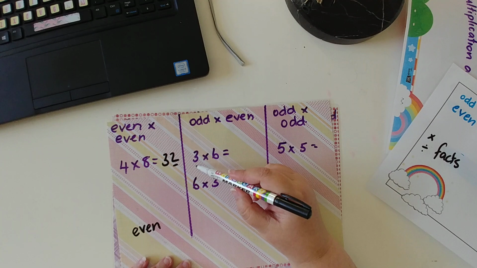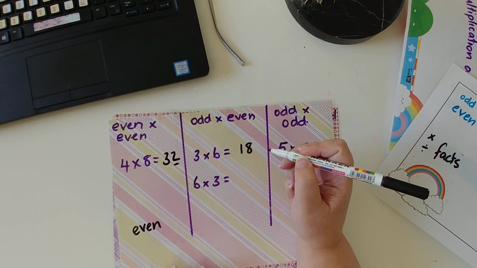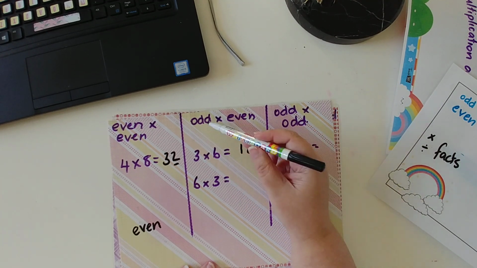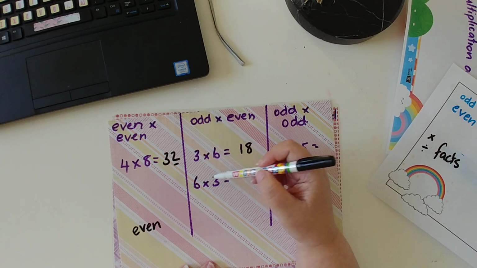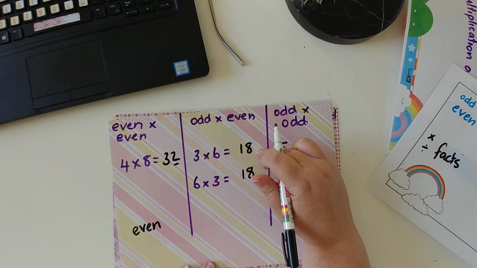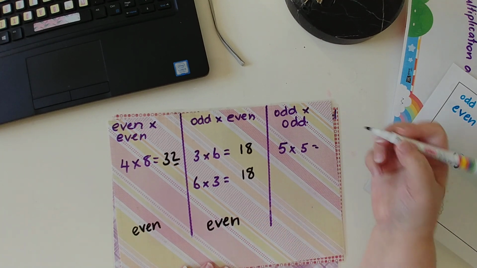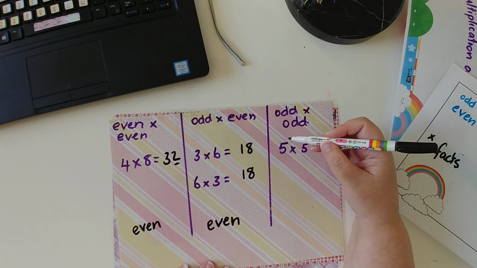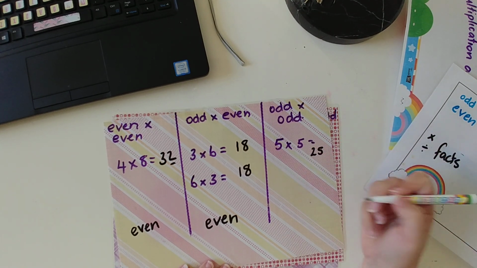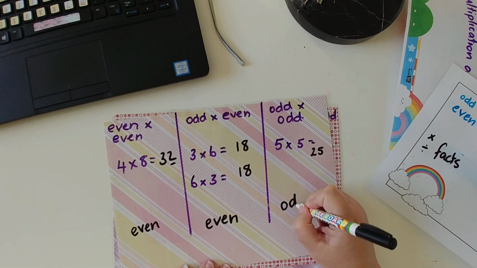All right, my next one says 3 times 6. Well, I know that's 18. Yay, brain, I remembered. The next one, I've just turned this one around because it doesn't matter if it's odd times even and even times odd. 6 times 3 is 18. 8 is an even number, so both of those came out even. Odd times an odd. 5 times 5 equals 25. 5 is an odd number, so 25 is odd.